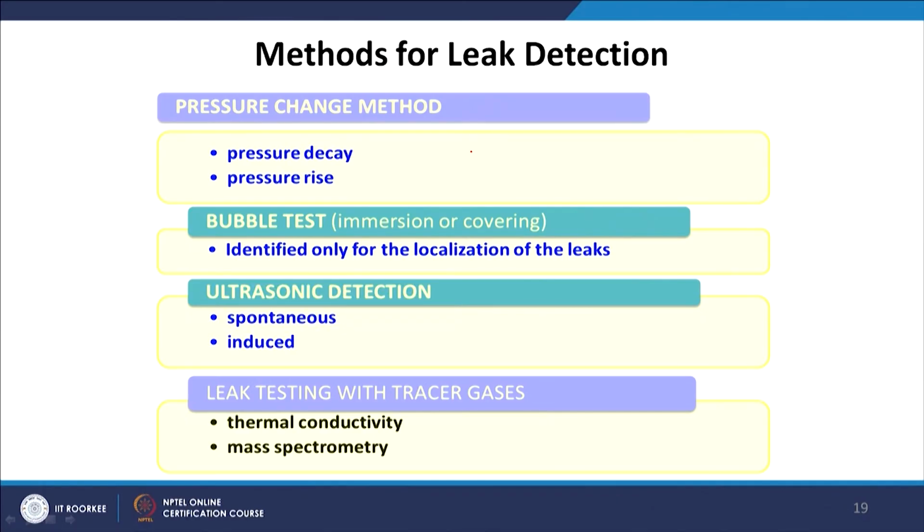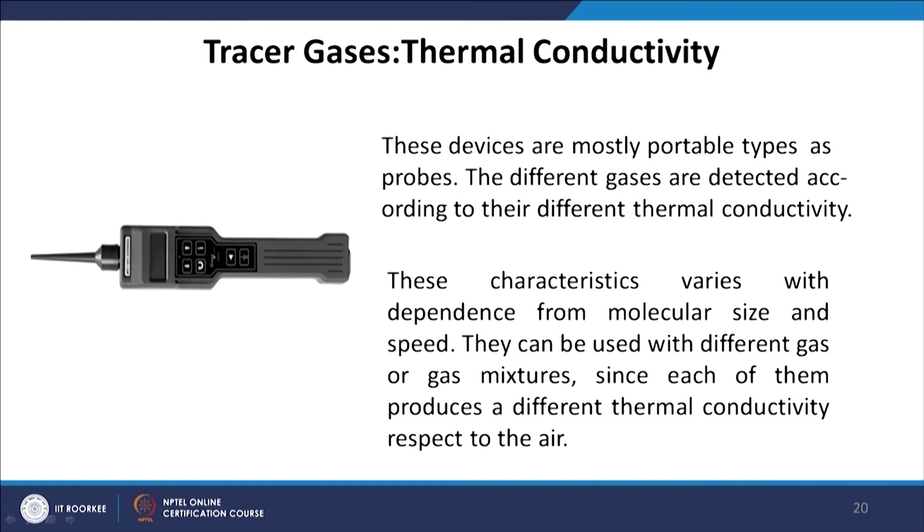Then there are ultrasonic sound based detection systems, spontaneous or induced, and then leak detection testing systems with tracer gases, thermal conductivity and mass spectrometry. Tracer gas devices based on thermal conductivity, as this instrument shows here, are mostly portable types with probes. The different gases are detected according to their different thermal conductivity.